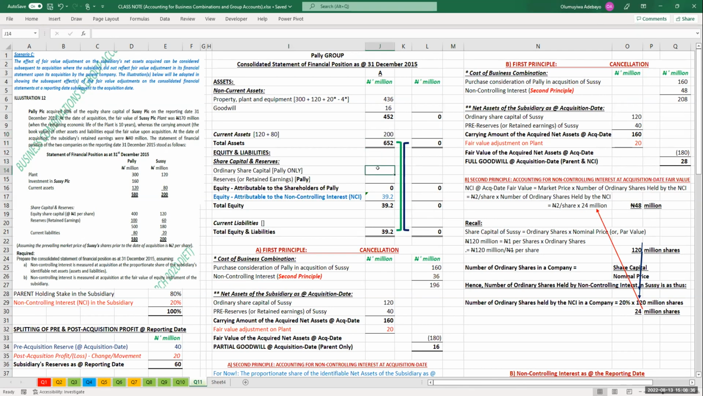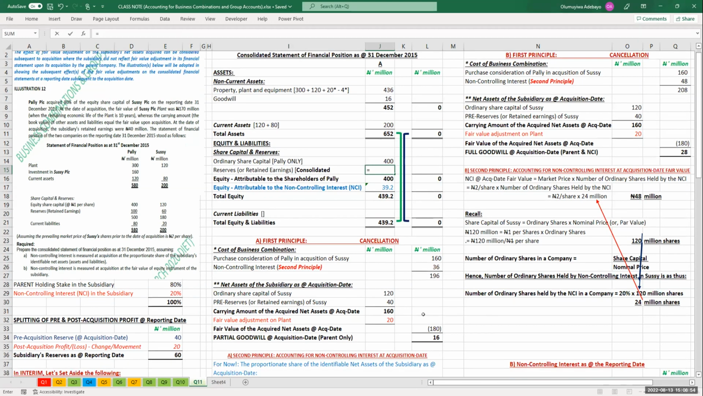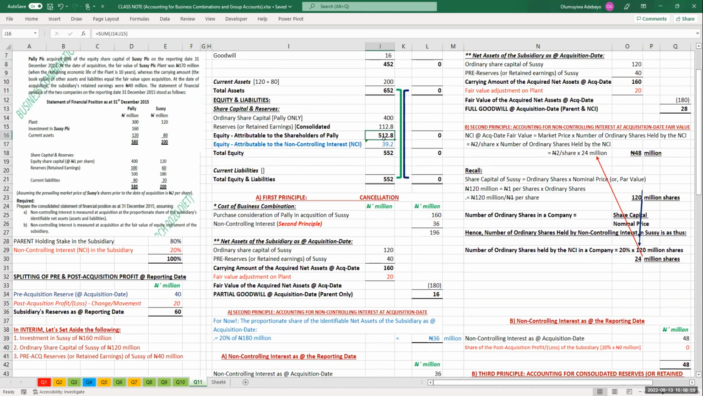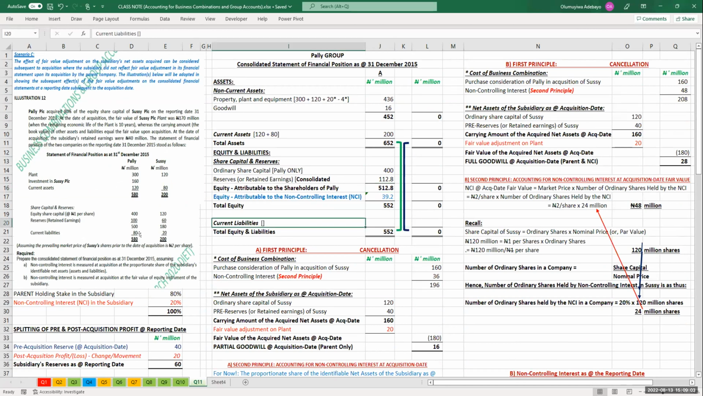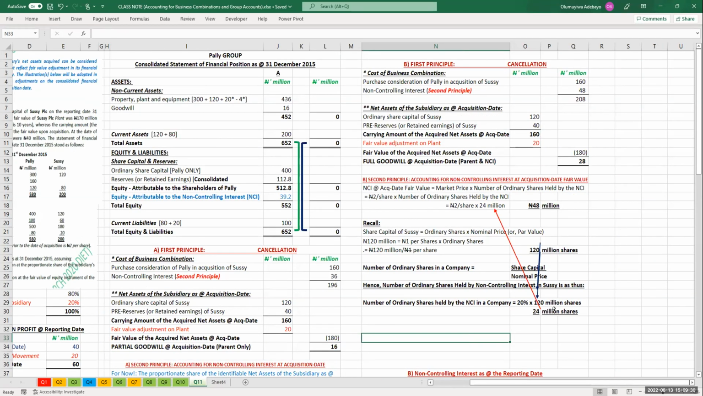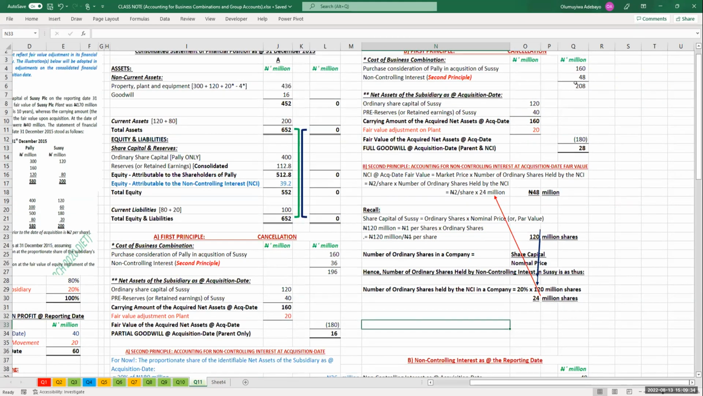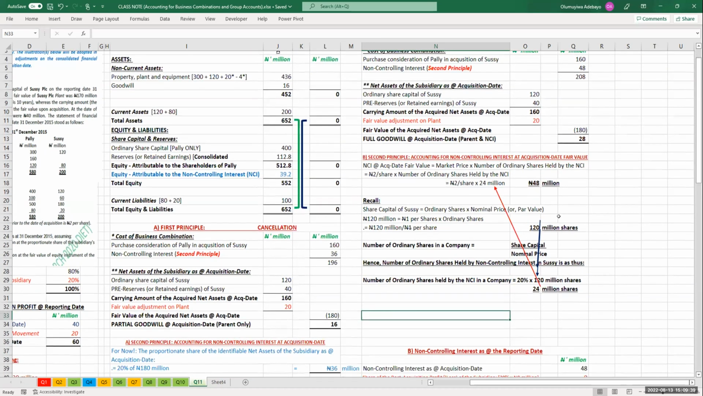Ordinary share capital, that's 400. Retained earnings, consolidated, that's 112.8. NCI is already linked, 39.2. Acquired liability is 80/20. Okay. And that's how we arrive at what we have. Now, our SCI was measured and it has not changed. The only thing that is changing, this has also not changed. Okay. Now, what is changing?